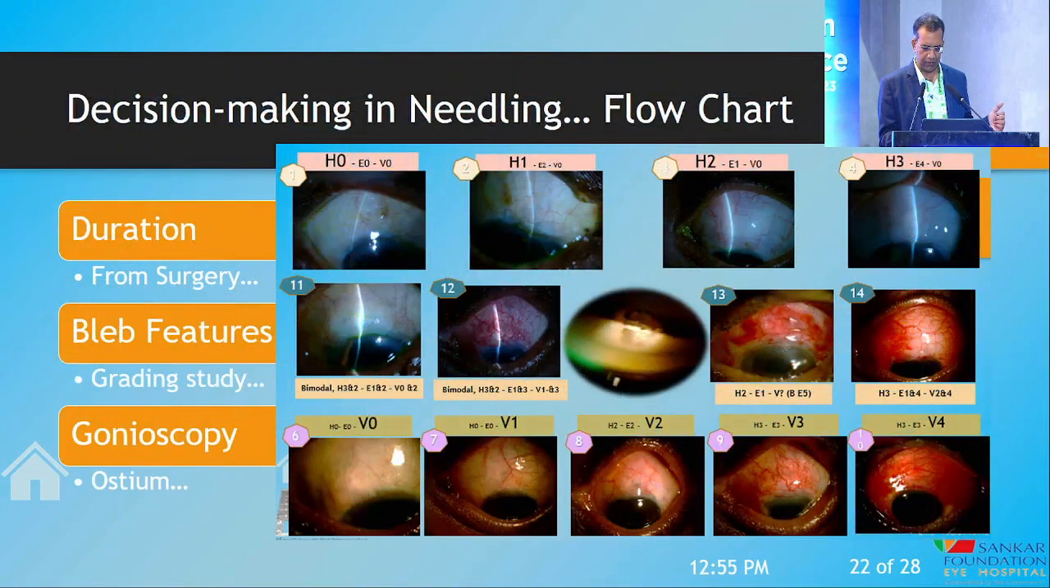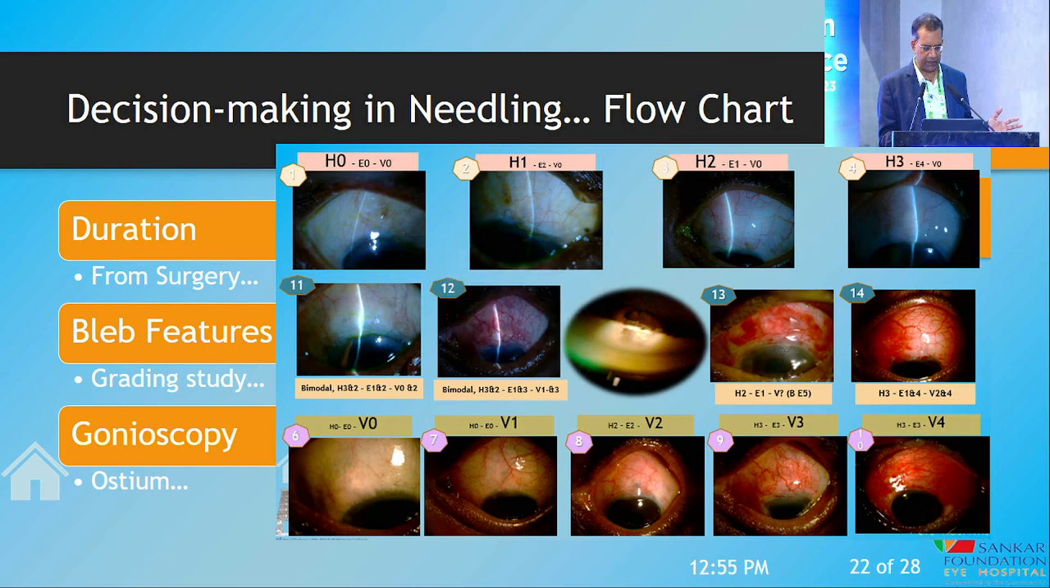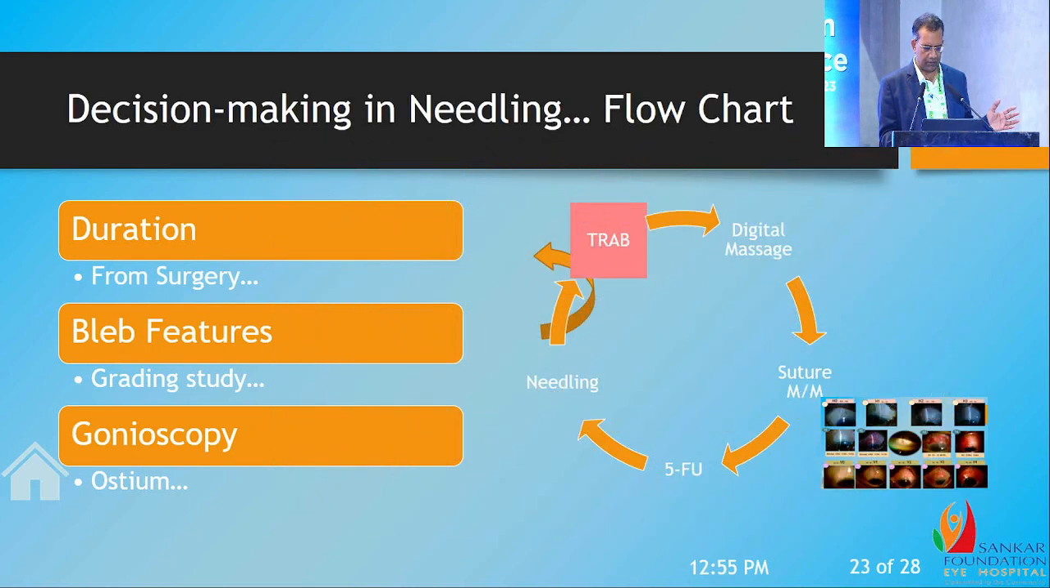Now, a flow chart on needling. We have to decide whether the duration is right. We have to look at the bleb features. We have to look at the gonioscopy. The gonioscopy is important because if we have to do needling, we have to be sure that the ostium is open. If the ostium is not open, it is better to go for a repeat trabeculectomy at a different site. So this cycle can go on. Trabeculectomy is done, digital massage is given, suture management is done, 5FU, needling, and then again, if it is failing, we can do the same.